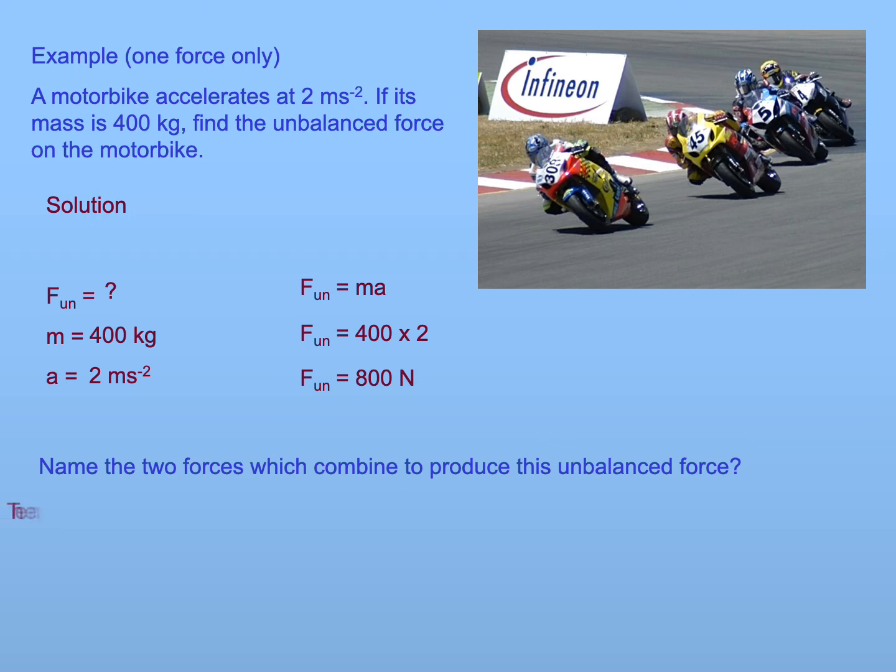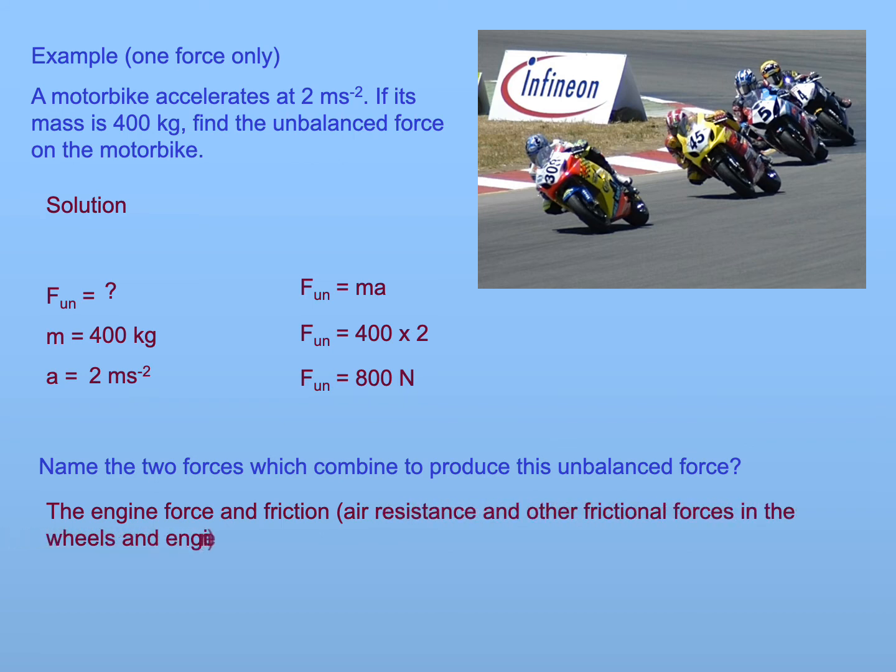Well, the two forces are the engine force driving the motorbike forward, but also friction, which always opposes motion. In reality, that friction would be a combination of air resistance and other frictional forces in the wheels and in the engine.